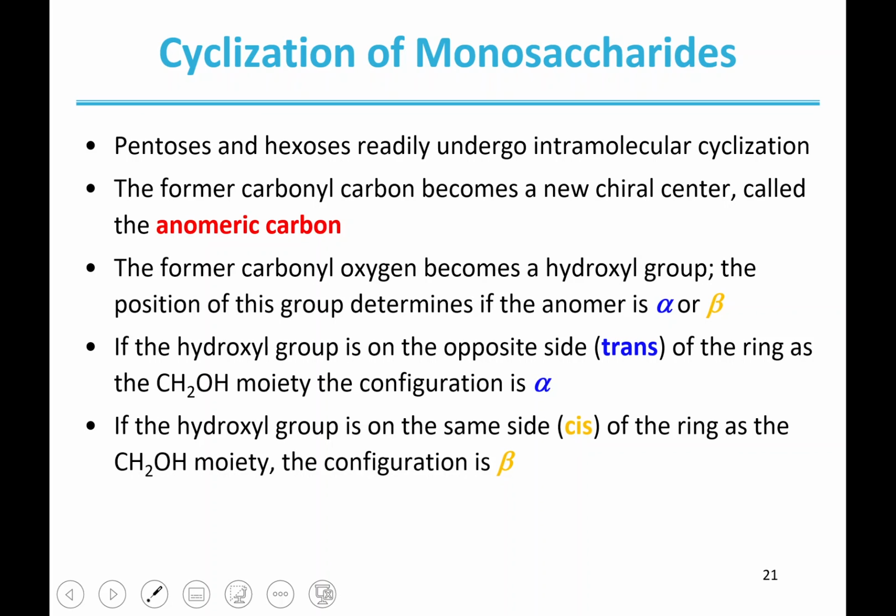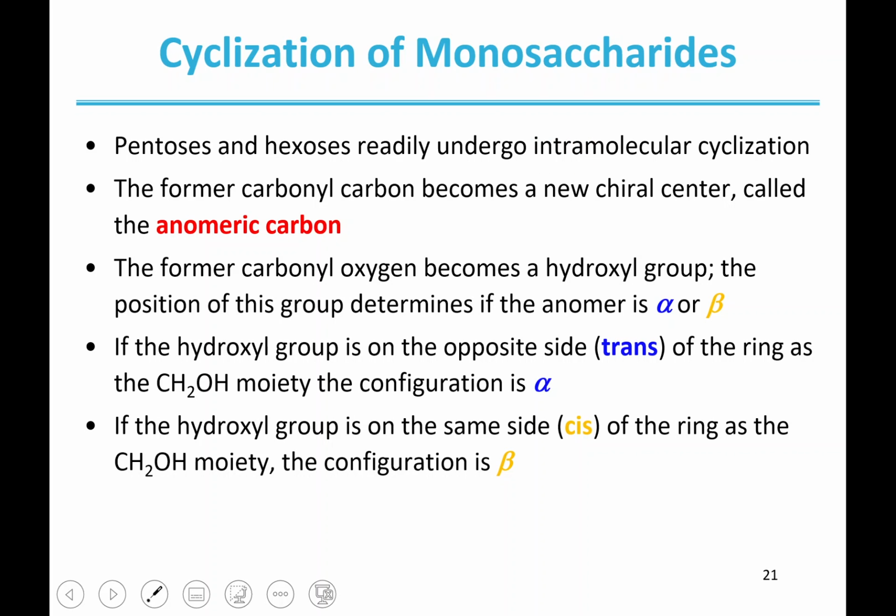So how do these cyclize? How do the rings form? Well, pentoses and hexoses, so 5 carbon sugars and 6 carbon sugars, readily undergo this intramolecular cyclization. That means within the same molecule, you have a nucleophilic attack and a ring, or a loop, being formed in one molecule. Within the same molecule is what the intra stands for.